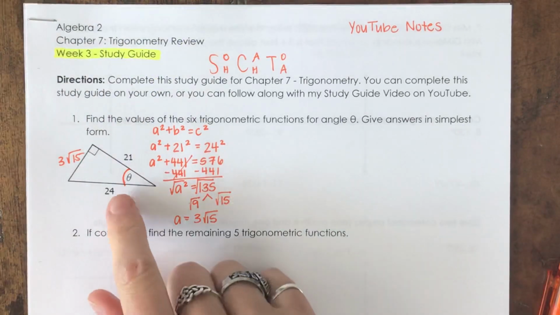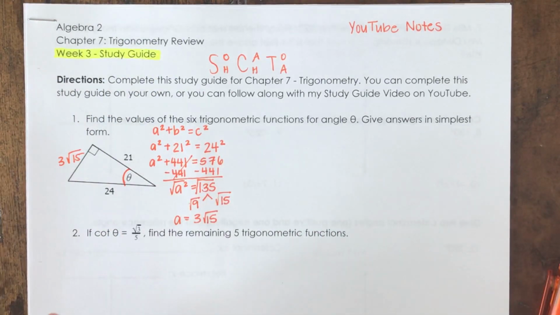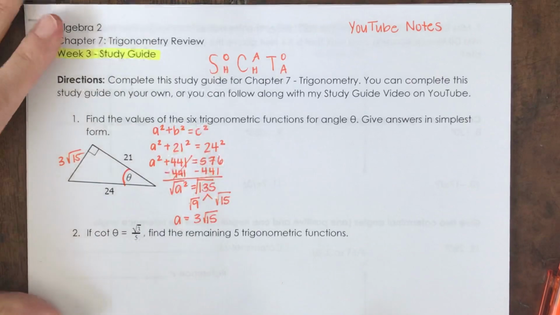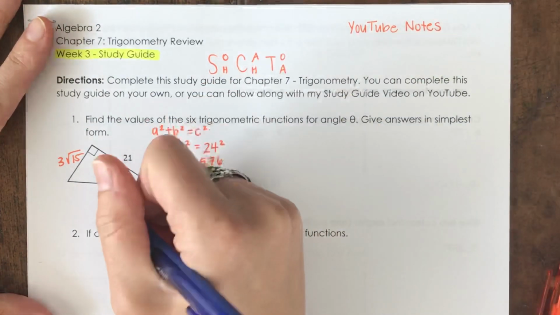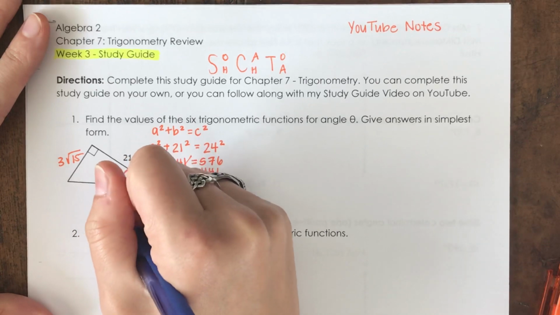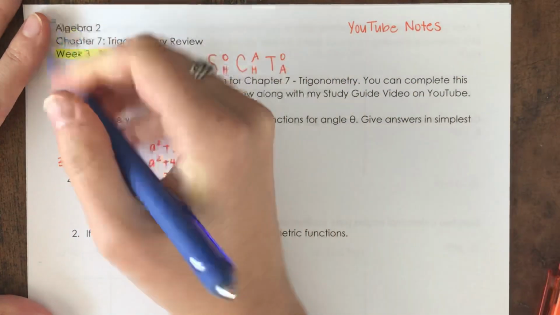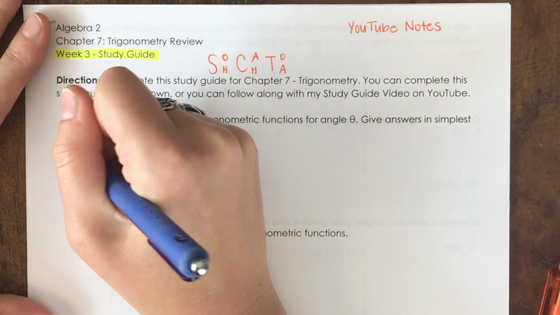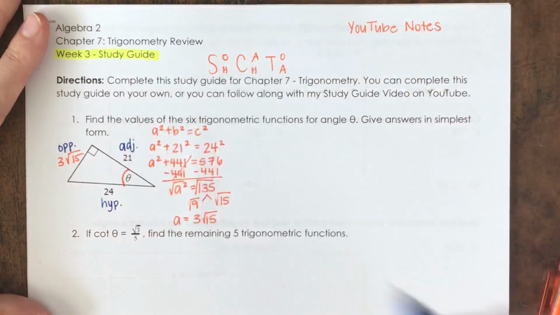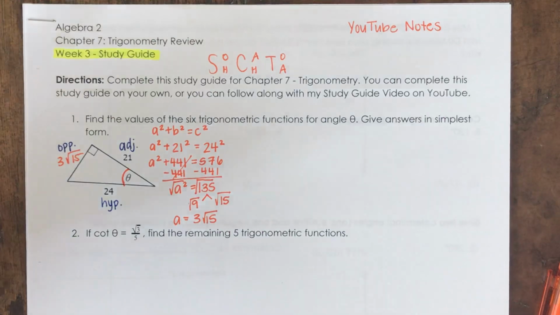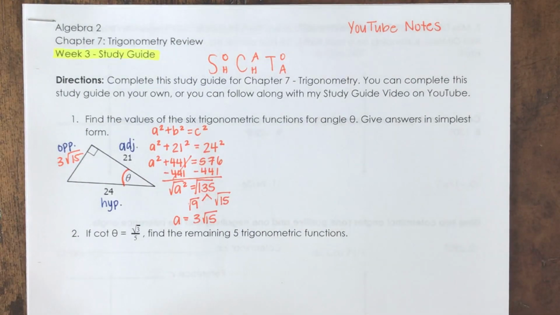Now, I know that this theta is where I'm looking. That's my reference angle, so I'm going to mark my sides as necessary. Across from the 90 we know is the hypotenuse. Across from the theta is my opposite, and next to my theta is my adjacent. Now that I have all 3 sides, I can do all 6 trig functions.